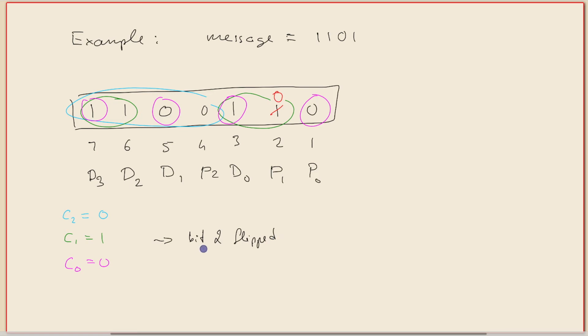I get that bit at position 2 is flipped, and that's the right one, right? The numbered 1 up to 7. Okay? And so if I know which bit was flipped, I can just revert the flip, and then I get the original message back. And this works no matter which bit is flipped.